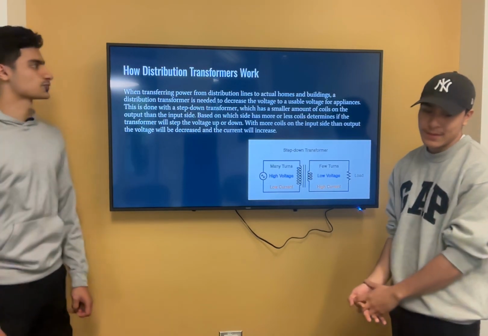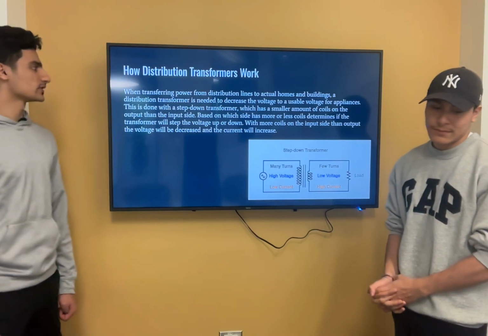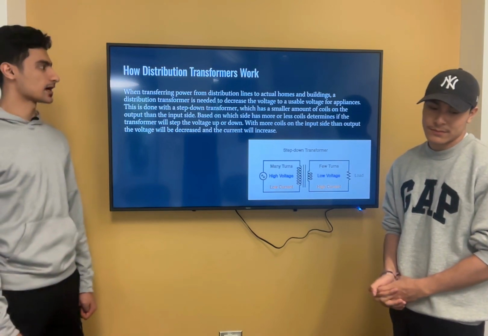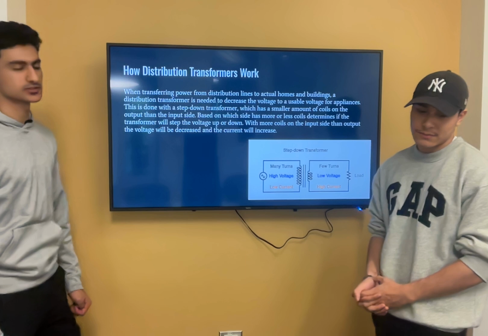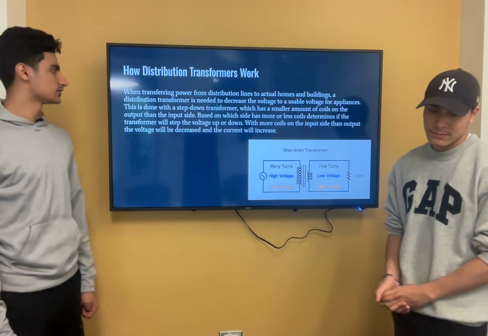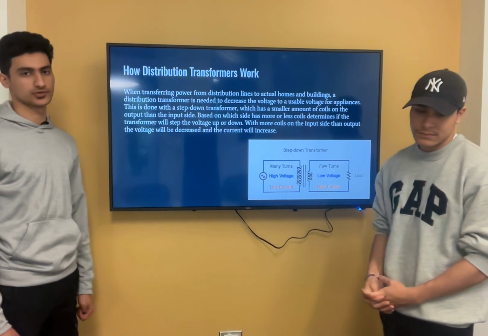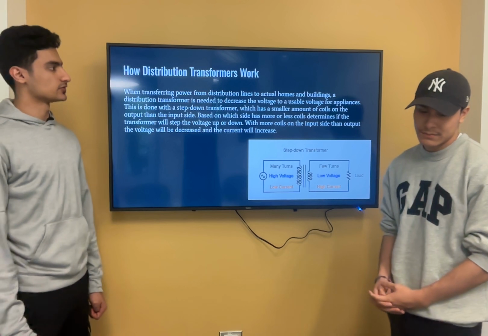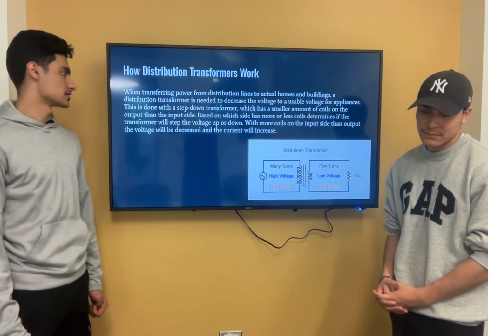Alright, so how does a distribution transformer work? When transferring power from distribution lines to actual homes and buildings, a distribution transformer is needed to decrease the voltage to a usable voltage for the appliances that you're using.